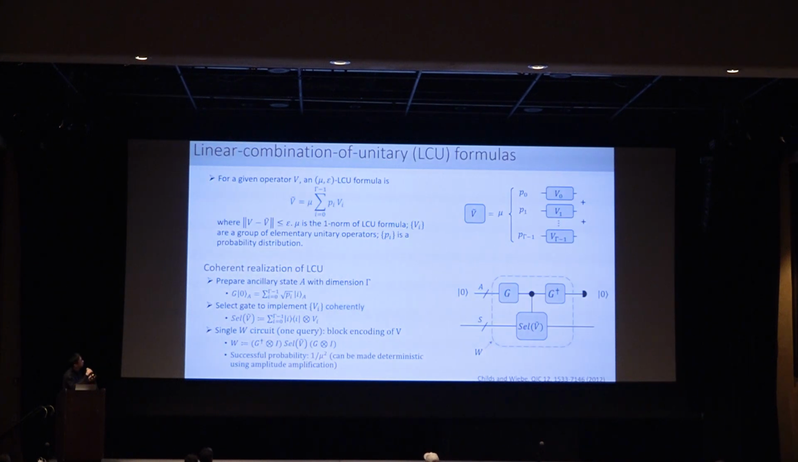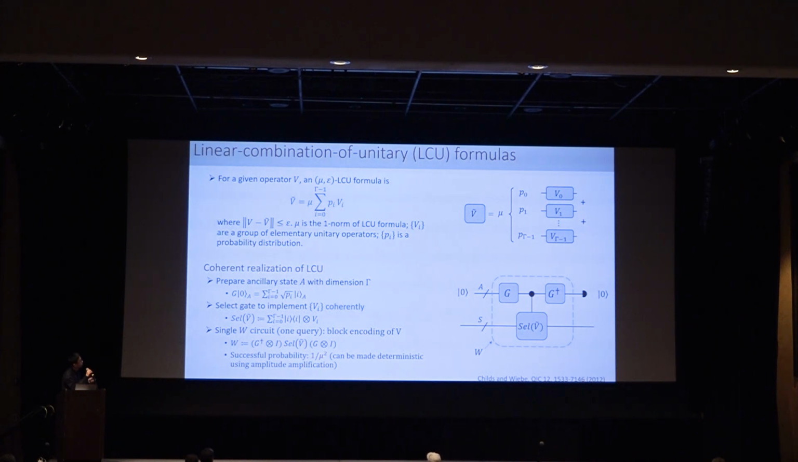Instead of decomposing the operator by a product of operators, you can also consider decomposing the operator by a summation of unitaries. For a given operator V, we can define the LCU formula for this operator as a summation of elementary unitaries V_i with amplitudes p_i and some normalization factor mu. I think this part has already been introduced by Dong before.